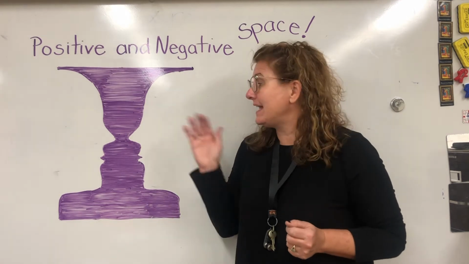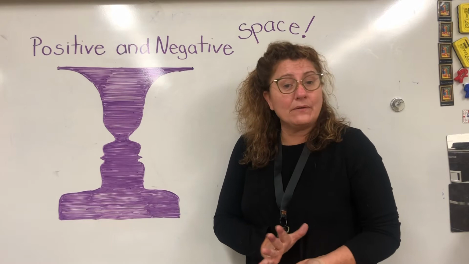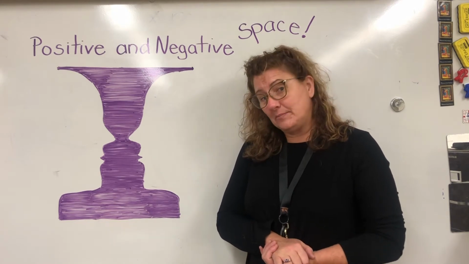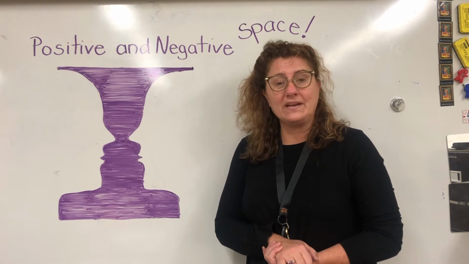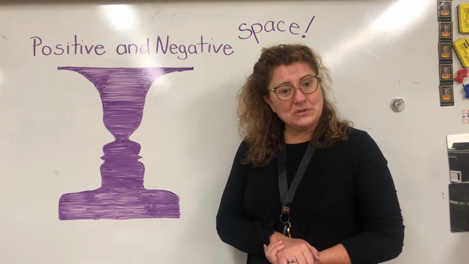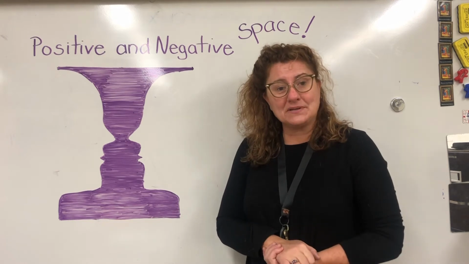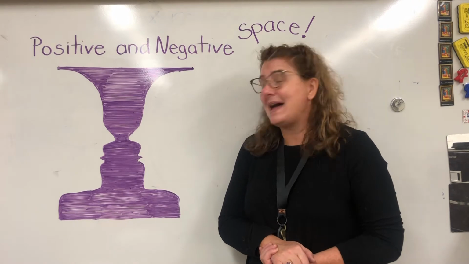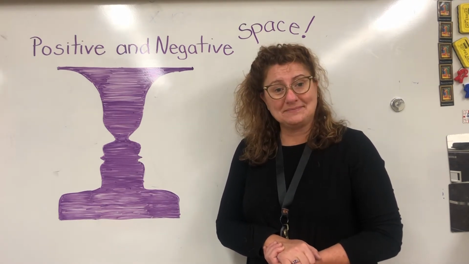For example, I have here a face vase, and when you look at it, what do you see? Do you see a purple vase, or do you see two white faces? Sometimes when you look at it long enough, it goes back and forth. This is called an optical illusion. And so we are going to play around with positive and negative space and do our own picture today.